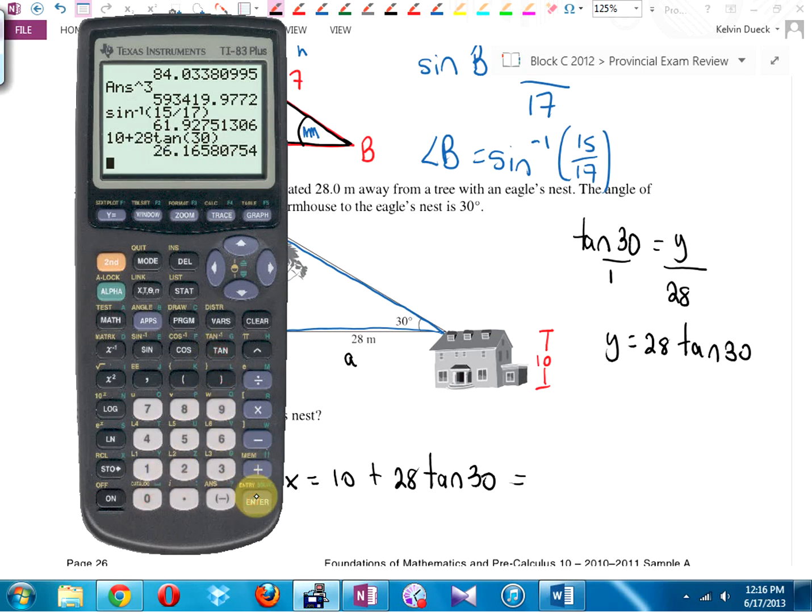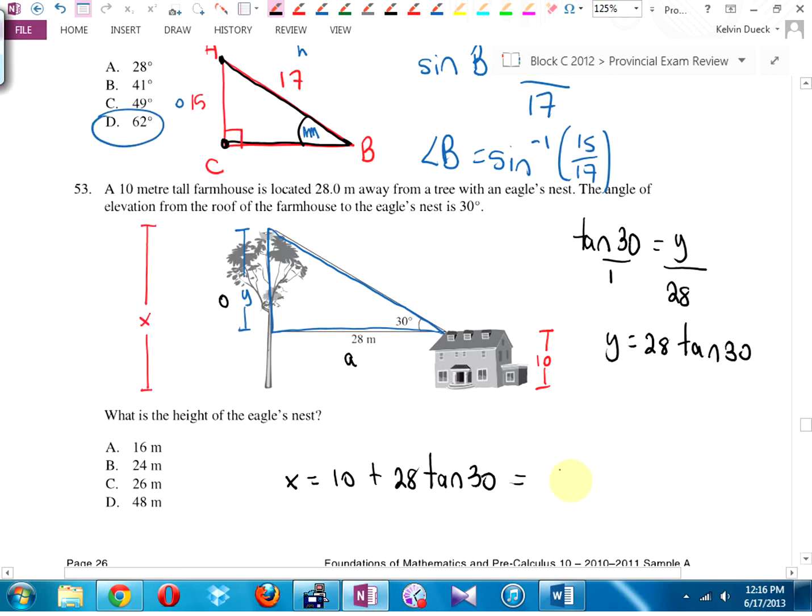Apparently the eagle is 26.2. Oh, 26 meters high. By the way, what's 26 take away 10? Told you they'd put that answer first to really tempt kids to pick it. I can think like them. I was one of them once.